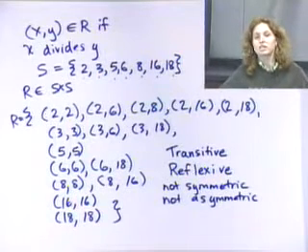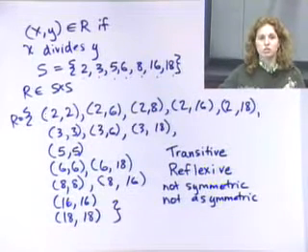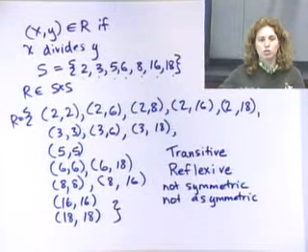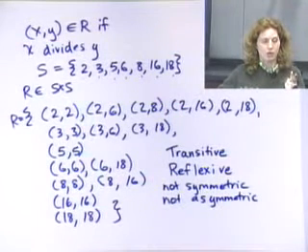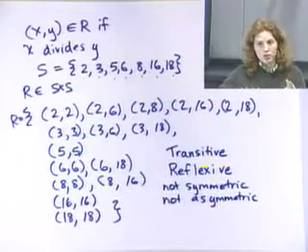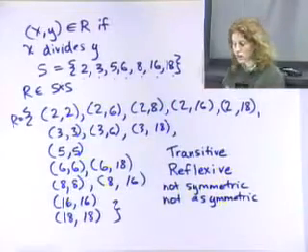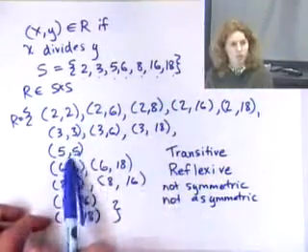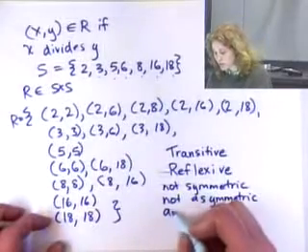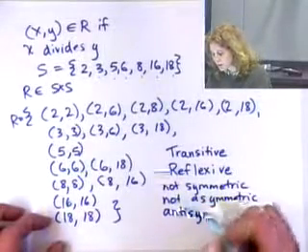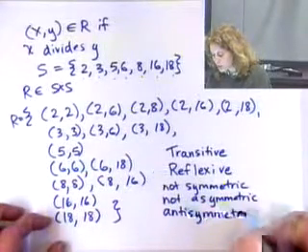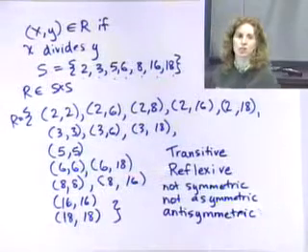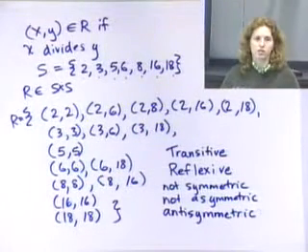Asymmetric means if I have a point in there, I can't reverse it and still be in the set. So 2 2 can be reversed and still be in there, so it's not asymmetric. There is a property where as long as nothing else can be reversed except for those, that's called antisymmetric, and this set is antisymmetric. It's the same as asymmetric, except it doesn't mind that you have 2 2 in there.